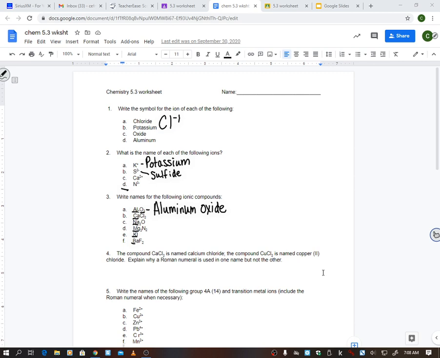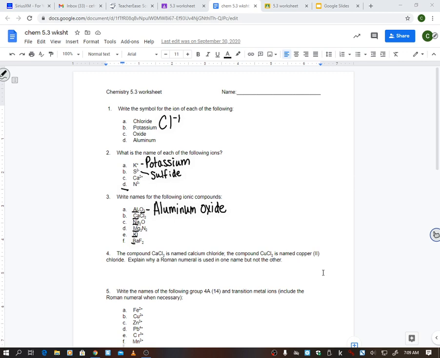All right, number 4, I wanted to make sure I went over. The reason why we have to use a Roman numeral for copper chloride, copper 2 chloride, is because if you look at your periodic table, copper is a transition metal. I don't know the charge. That Roman numeral tells me the charge. So for instance, in one of the questions coming up, if we don't use a Roman numeral, then you will never know the charge of that atom.